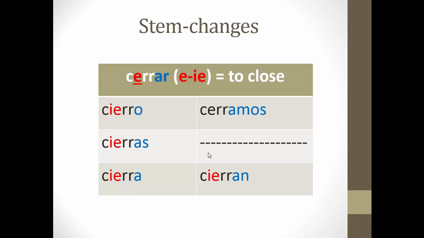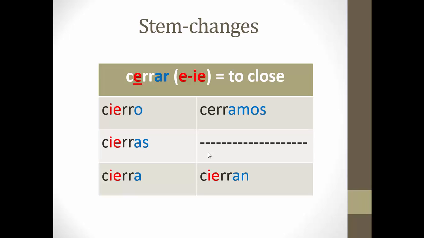Okay, let's look at the verb cerrar. Cerrar means to close. The E in the stem will change to IE in all forms except nosotros and vosotros, even though we're not doing vosotros. Okay? So let's look at the yo form. We've done a couple things here. We wrote the C, we've changed the E to IE, we put back the rest of the stem, RR, we've dropped AR, and now we've added O in order to say I close, cierro.